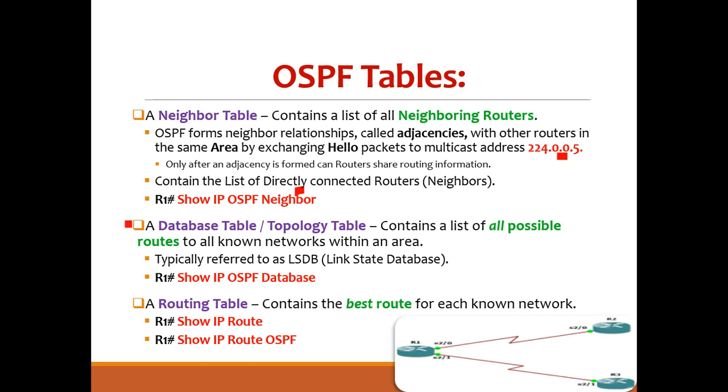Second, you have the database table, or you can say the topology table. The database table contains a list of all possible routes to known destinations within the area. So if I want to reach any destination, I will have the list of all routes, and from that topology or database, the best route will be taken and placed in the routing table. How to check the database table? show ip ospf database. And how to check the routing table? You can write show ip route ospf.